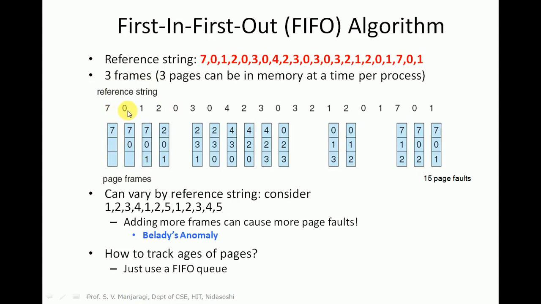And the next reference we make is page 0. Here also, if you look at the physical memory, only page 7 exists, page 0 does not exist. Then a page fault occurs here, it will be brought from the disk to the memory, and it is loaded onto a frame. Page 0 has been loaded.